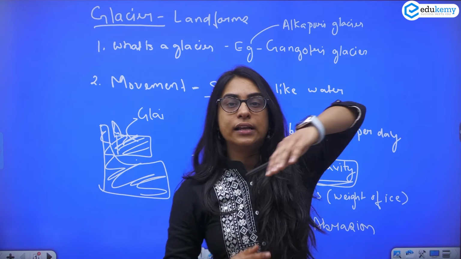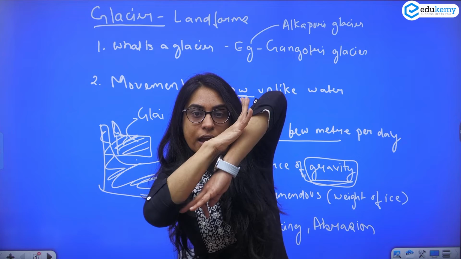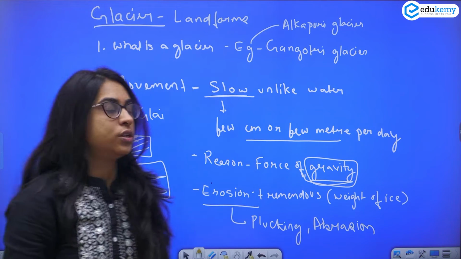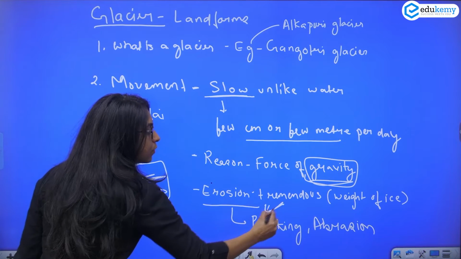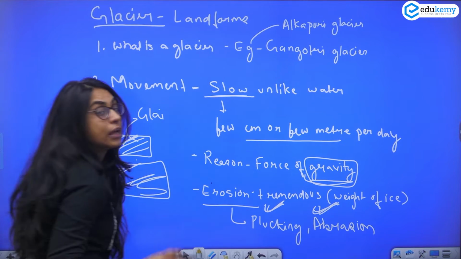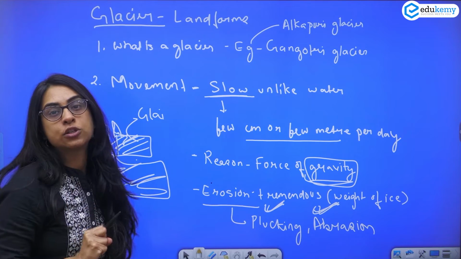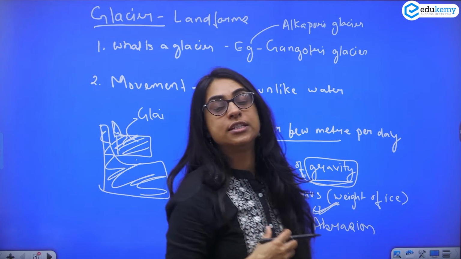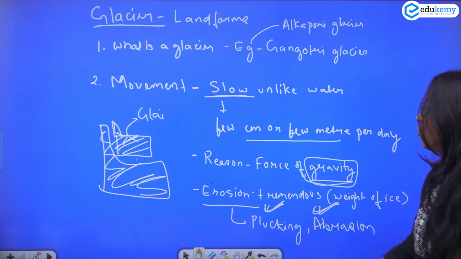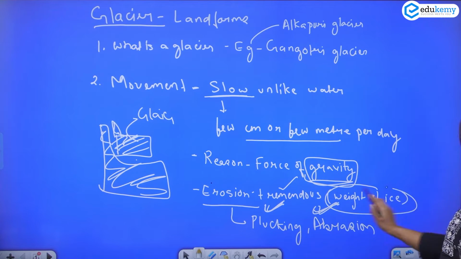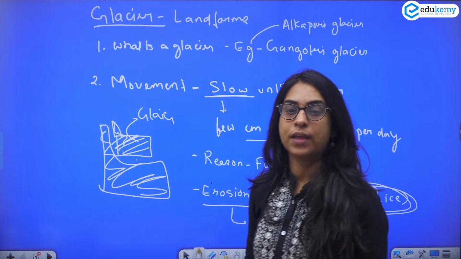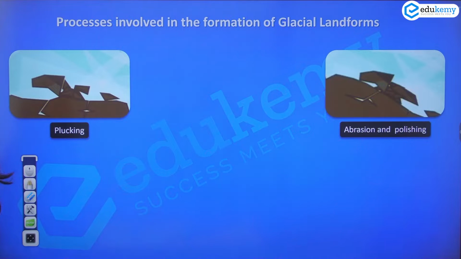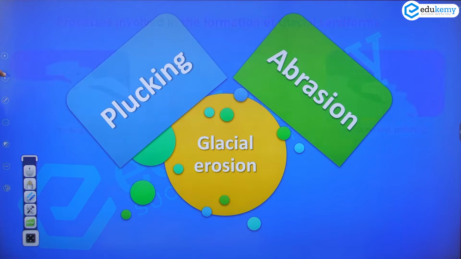Because the glacier is moving under gravity, as it moves, it does two types of erosion: one is plucking, the other is abrasion. Though the movement is very slow, the erosion is deep. The reason is that it is very heavy. So erosion is tremendous because a huge weight of ice is involved. And there are two types of erosional processes, plucking and abrasion, which you've already seen.